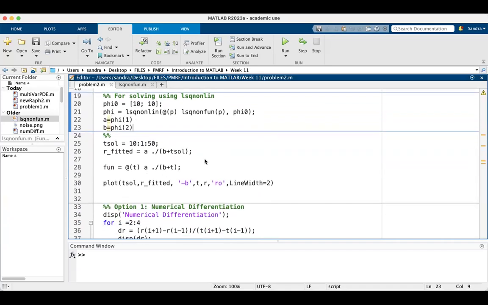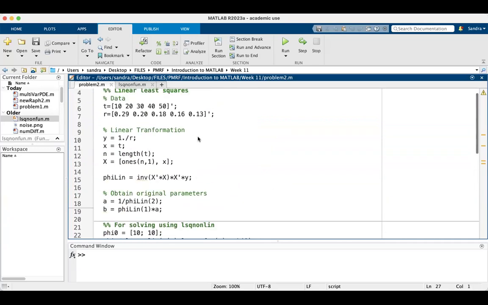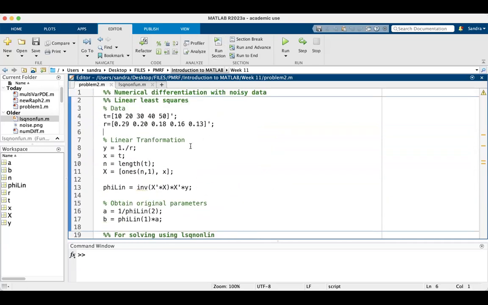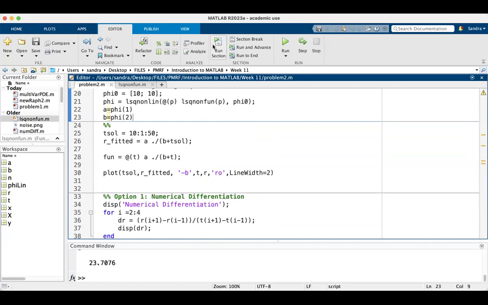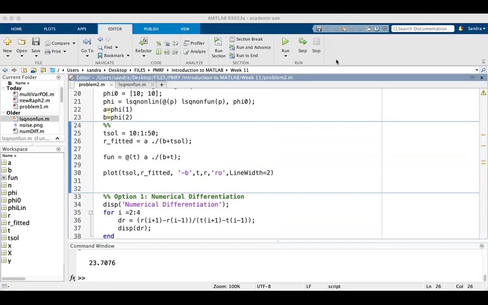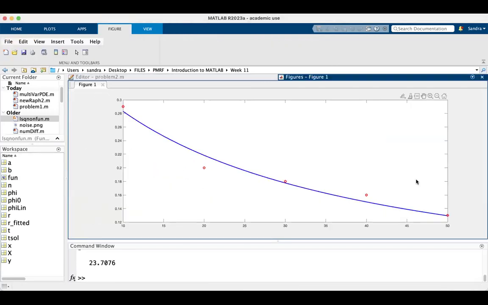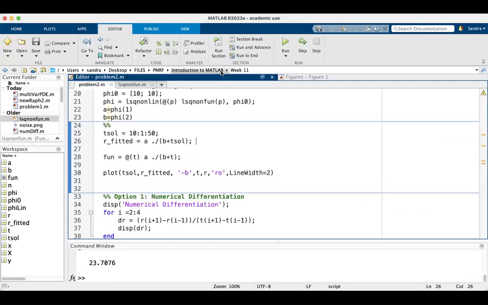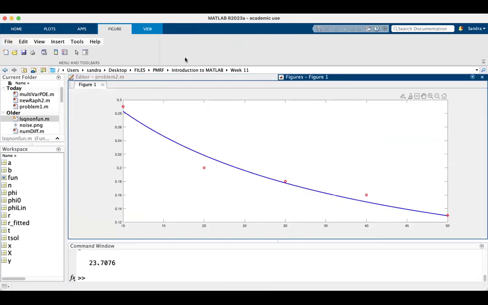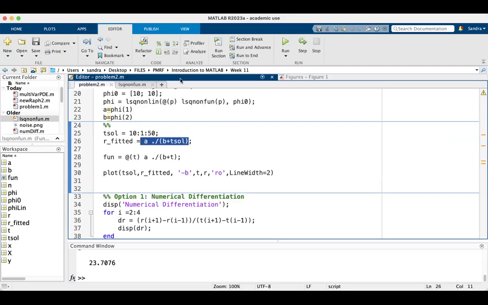Now I'll run this section by section, the lsqnonlin section. This is how my regression fit will look. What am I plotting here? I am plotting the t-solve and the corresponding fitted function from the function that is given to me. That is why I get a curve like this. My actual data is scattered, but this is the fitted function that I get.